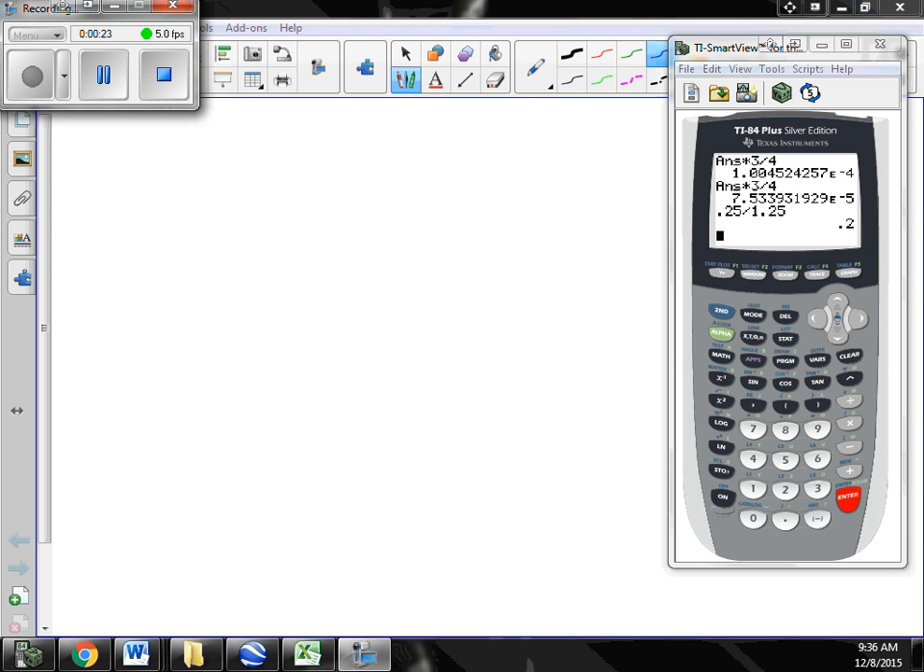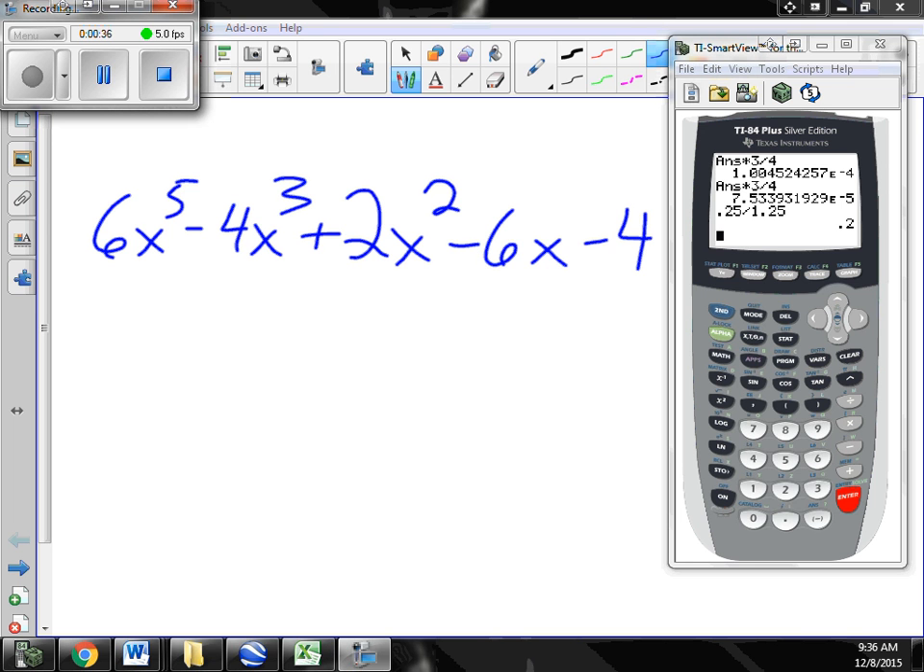What does it mean to be a polynomial? So something like 6x to the fifth minus 4x to the third plus 2x squared minus 6x minus 4. That is a polynomial. What is the degree of that polynomial? Degree is the largest exponent on a variable. So 5, and this has 1, 2, 3, 4, 5 terms also. So it's a 5-term, 5th degree polynomial.